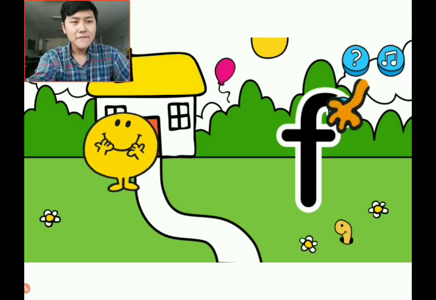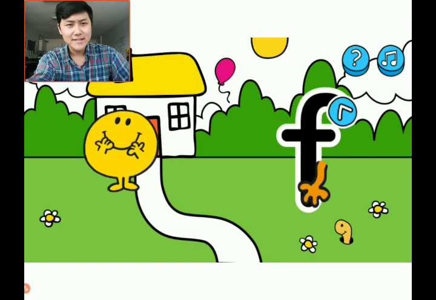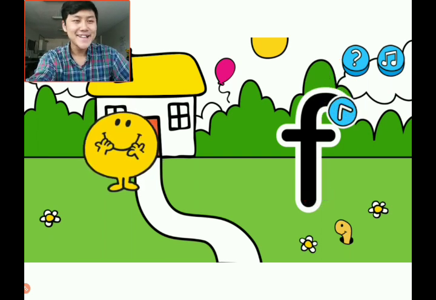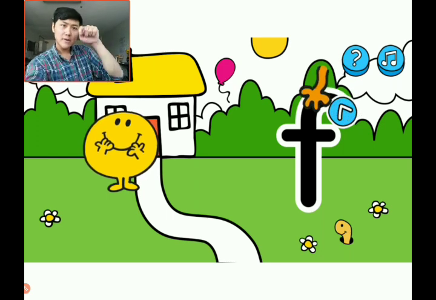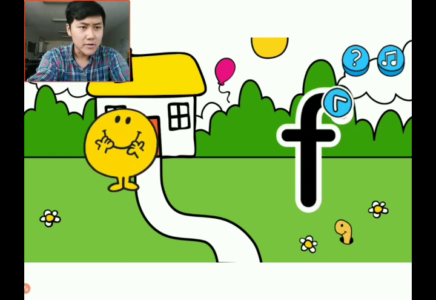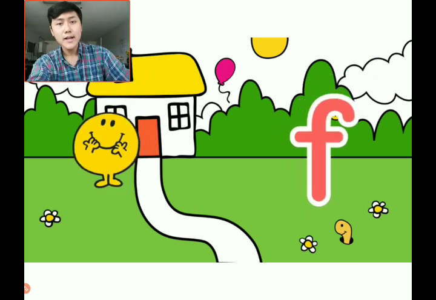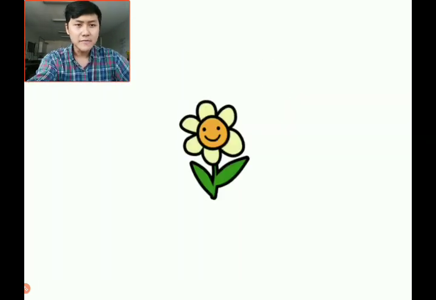F, that is Mr. Happy again. He's looking very joyous right now. So in F, there's a little hook on top that goes down, so I'll just follow the line, and then a little cross in the middle. That's the letter F. And F stands for flower.